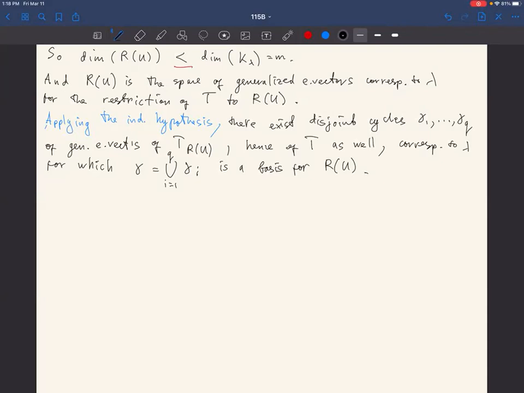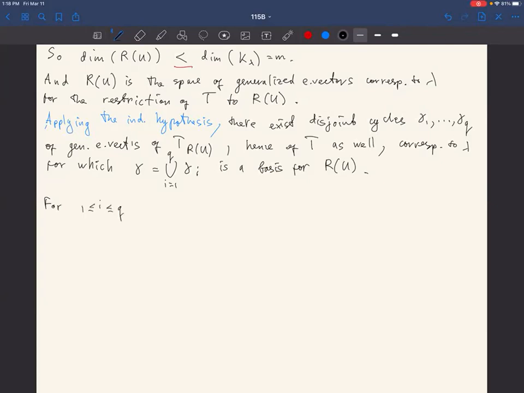So this needs some more work. Everyone is okay with this so far? So we found these gammas. Now we're going to use these gammas to build a basis with the same property for T itself and for the whole space V that we started with. All right. So how do we do this?